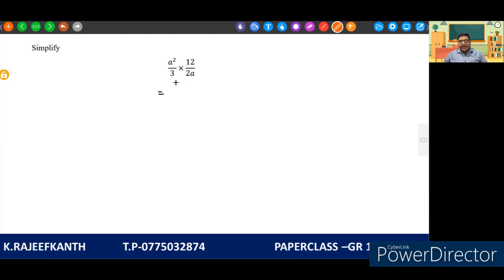So we have to divide by the common factors. Here a squared and a is the common factor, so we can divide by a. Then there will be a remaining a in the numerator. Here 12 and 3 we can divide by 3, then 3 divided by 3 is 1, 12 divided by 3 is 4. Here we can divide by 2, then 4 divided by 2 is 2. Then a is there, here 2 times a is equal to 2a. And the answer for the first one is 2a.